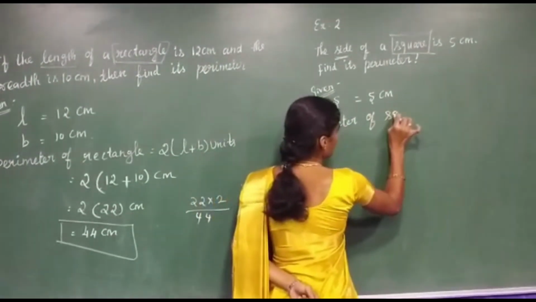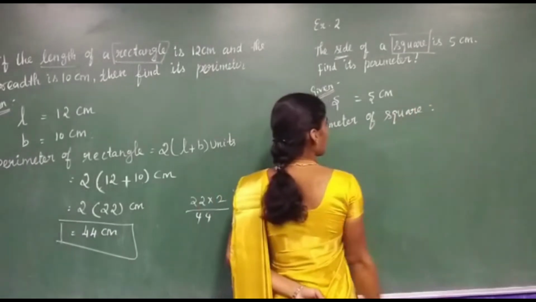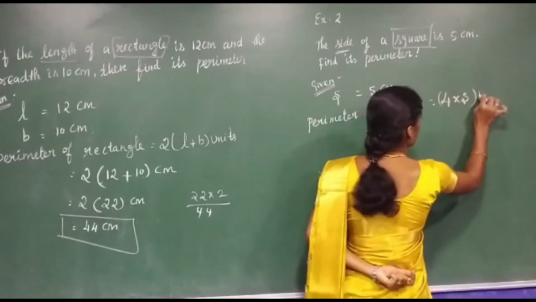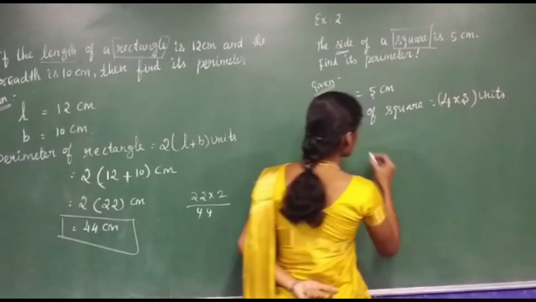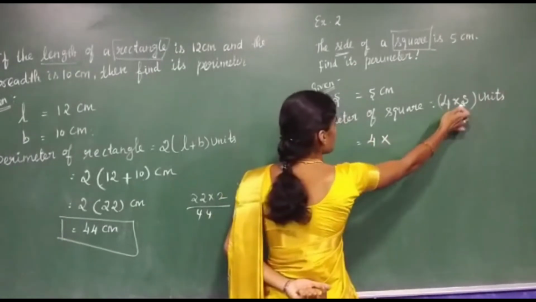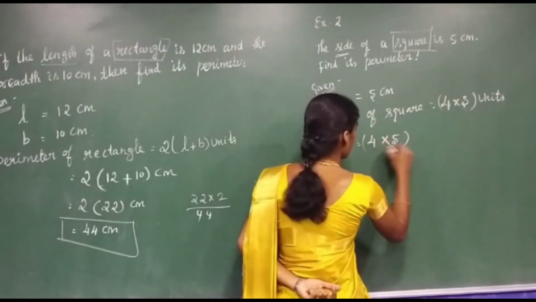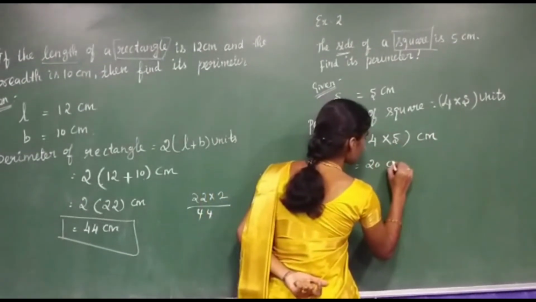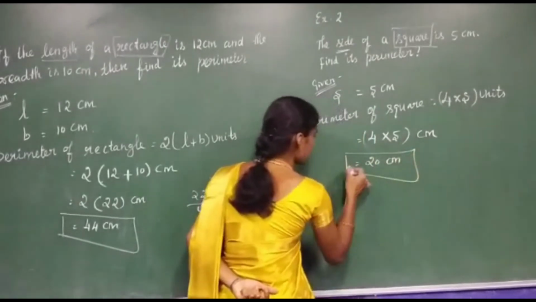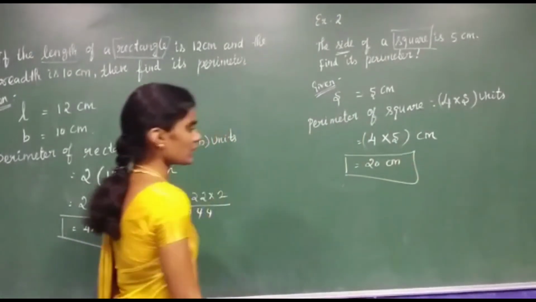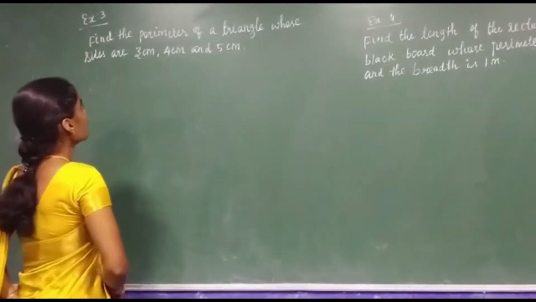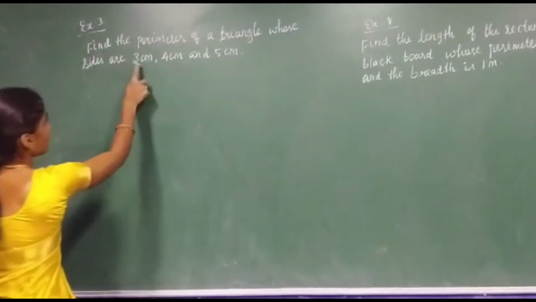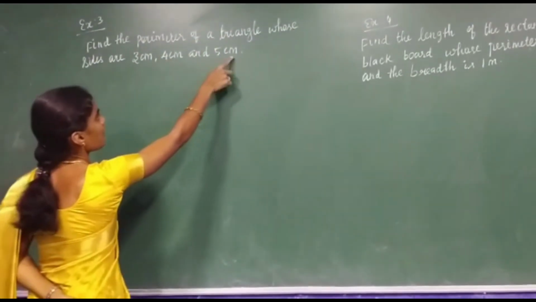What is the formula for perimeter of a square? Yes, 4 into S, that means 4S units. 4 into, what is the side value? 5. The unit is centimeter. So 4 5s are 20 centimeter. The perimeter of the square is how much? 20 centimeter. Now see the next problem. Find the perimeter of a triangle whose sides are 3 centimeter, 4 centimeter and 5 centimeter.